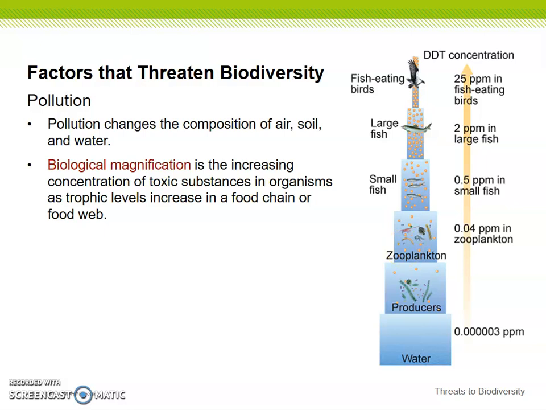Well, that zooplankton gets eaten by small fish. They have to eat a lot of zooplankton, so they get more of it. They have a higher concentration. Well, then those small fish get eaten by the large fish. That large fish, he's getting quite a bit of the DDT in his system. So whenever he gets eaten by a bird, that bird has to eat multiple fish to survive. So that bird absorbs all of the DDT that's in that large fish and every large fish that it eats, which leads to the poisoning of that bird. So it might start out as a small amount of pollution, but over time it becomes magnified. It gets concentrated through that food chain.